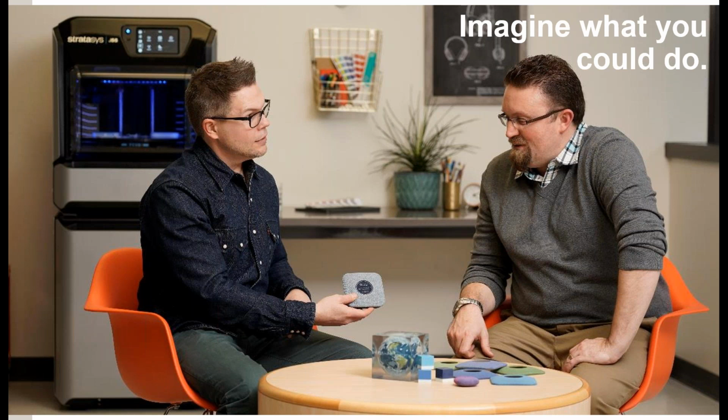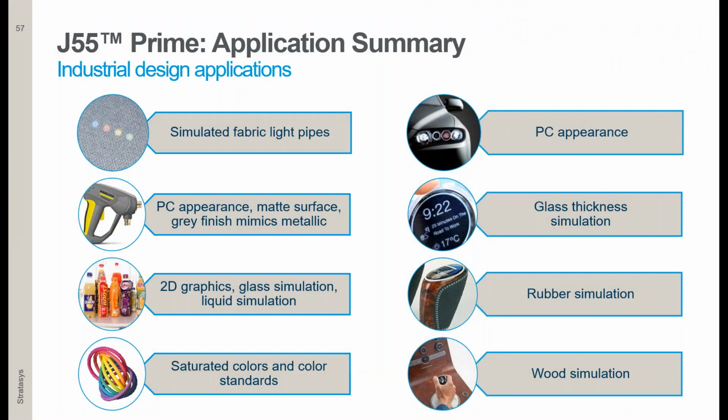So that's exactly what we talk about with the J55. Imagine what you could do. And that's exactly what these two gentlemen across the table have been discussing: achieving high fidelity models, whether it is simulated fabric or 2D graphics that have been placed on containers and packaging, whether it is bottles. Now, all these simulations, including the liquid, will be achieved in a single print. When it comes to automotive, you have glass thickness simulations, rubber simulation, hood simulation, all these are possibilities.